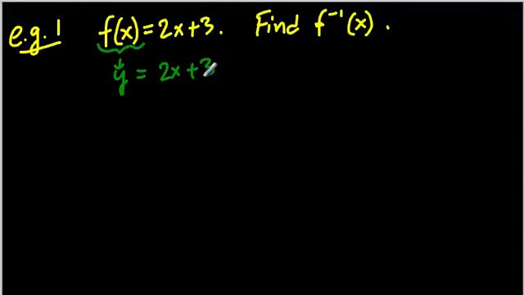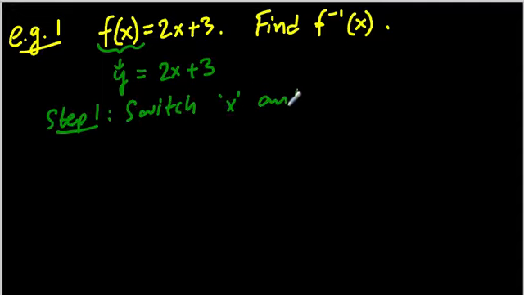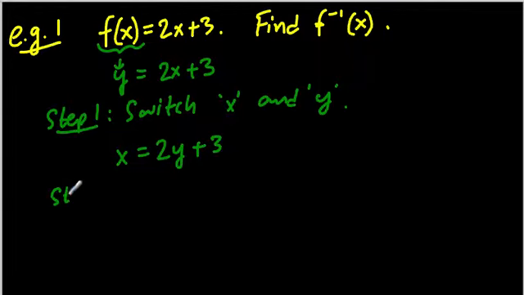So step number 1 is we have to switch the x and y. That's all we have to do. So if I switch x and y over here, this y becomes x, the 2 remains as is, and the x then becomes y plus 3. And then step 2 says solve for y.